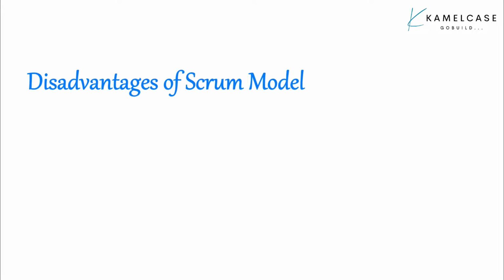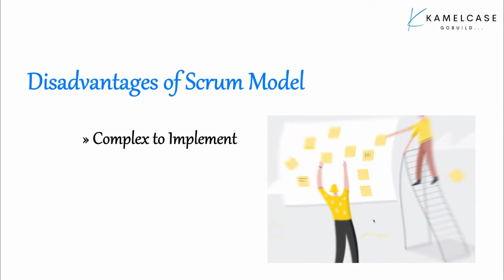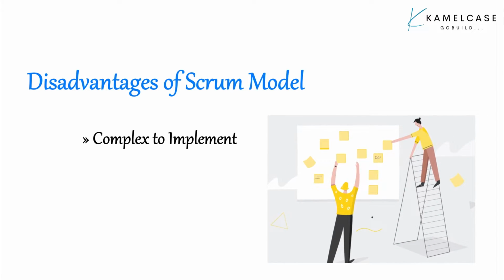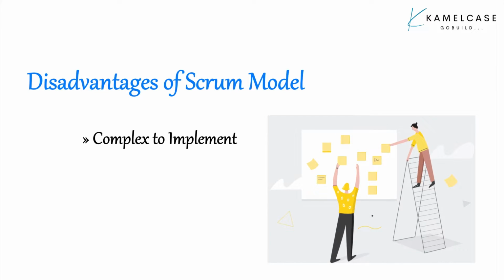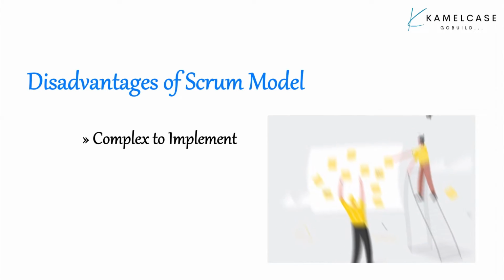Let's go with disadvantages of Scrum Model. Firstly, we have complex to implement. While Scrum seems simple, its successful adoption can be challenging, especially for teams new to Agile. It necessitates a significant mindset, culture, and process shift. Without proper training and support, teams may encounter difficulties in effectively implementing Scrum practices.